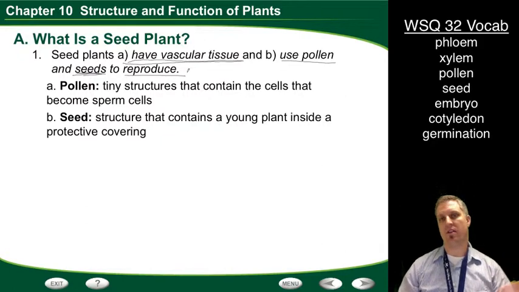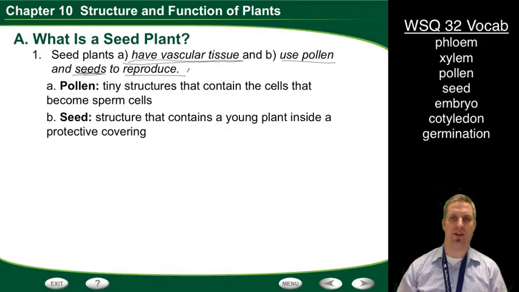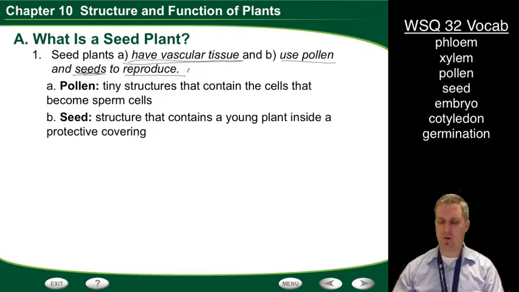Now, if we go back and think about non-vascular plants, they don't have vascular tissue, and they don't reproduce with seeds or pollen. And even seedless vascular plants like ferns use spores to reproduce as opposed to seeds. So that's why they're seedless vascular plants. So what do those words mean?